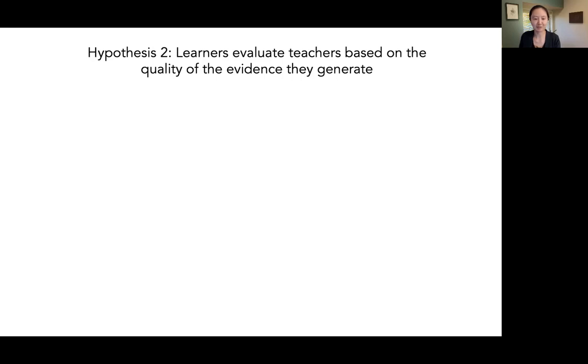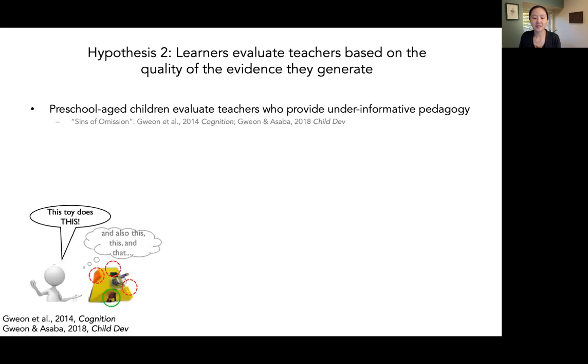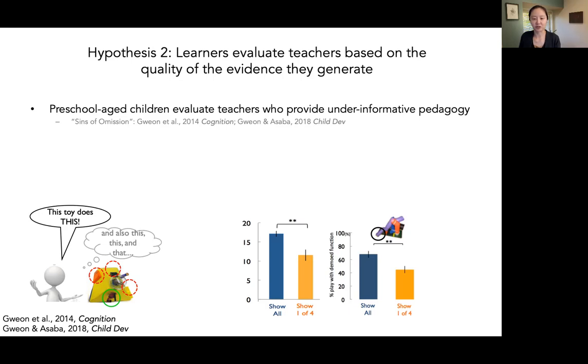And another set of experiments we've done is to try to show that even young children can evaluate teachers based on the quality of the evidence they generate. So for instance, when children see a teacher who provides a demonstration of one function of a toy that actually has 4 different functions, just like the other teacher you saw, children rate this teacher as less helpful compared to a person who showed basically the same function, but on a toy that doesn't have additional functions. And children also resist learning from this kind of person, adjusting their inferences based on what they have observed from the teacher in order to resist learning from the teacher and draw strong inferences.